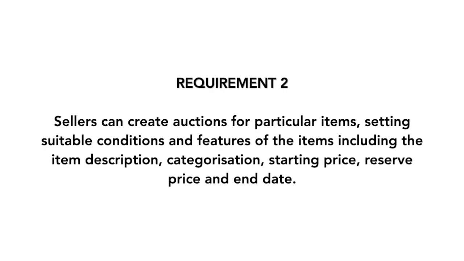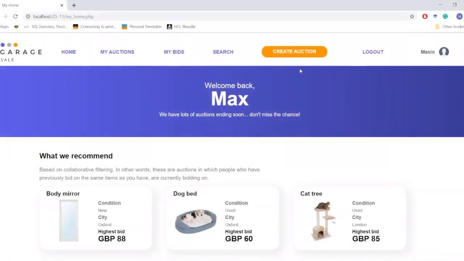Sellers can create auctions for particular items, setting suitable conditions and features of the items, including the item description, categorization, starting price, reserve price, and end date. We are still logged in as Max, who is a seller. For this, let's click on Create Auction inside this seller's header section.